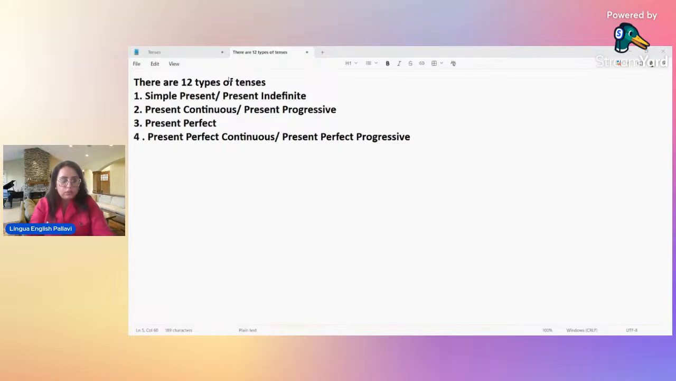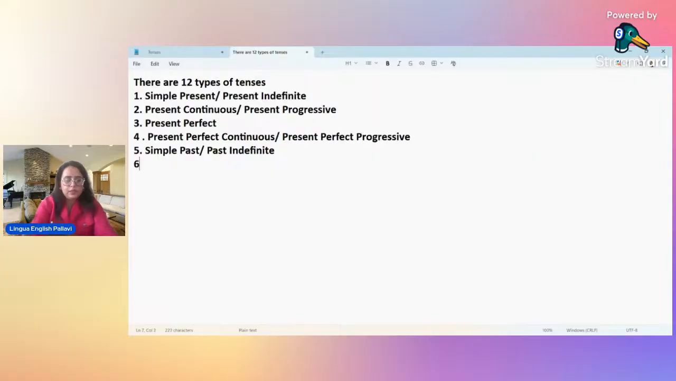So the first four tenses with present: simple present or present indefinite. Number two, present continuous or present progressive. Number three, present perfect. Number four, present perfect continuous or present perfect progressive. So now similarly it goes in the past, for all the same tenses. See how it is the same for past also. Wherever I have used present, I will just replace it with past and the tenses are going to be the same. Simple past or past indefinite.